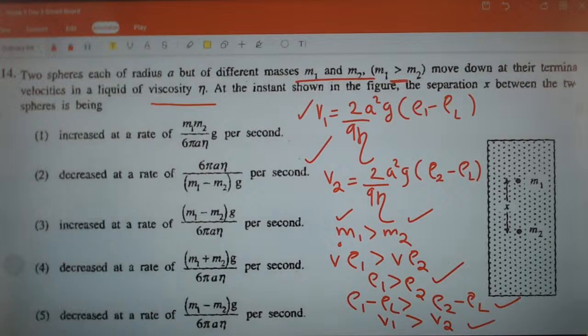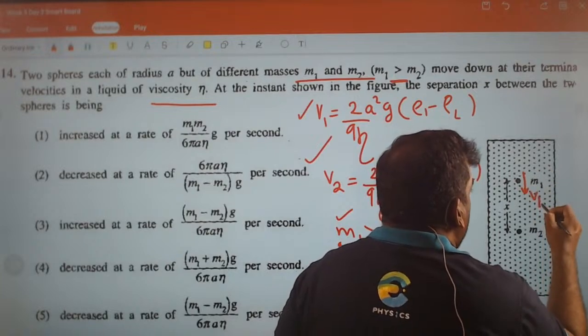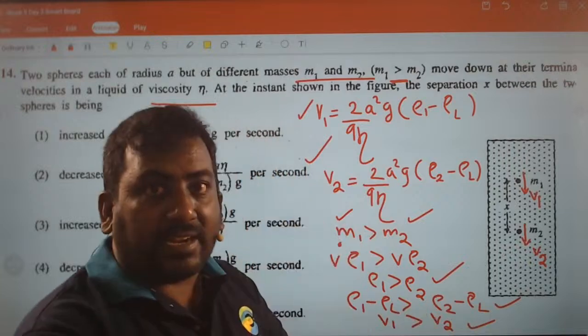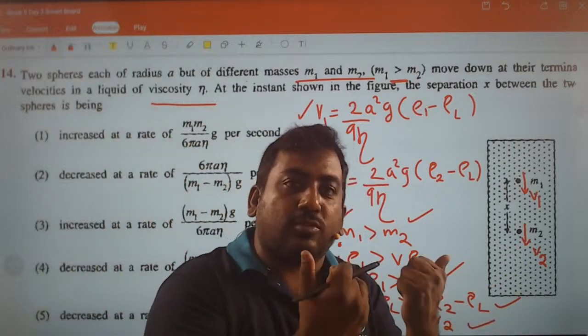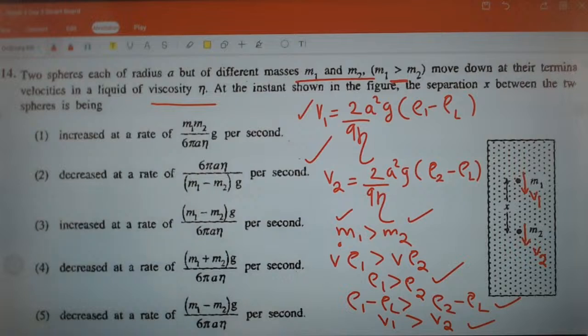What are they showing? Separation. Now this velocity is v1 and this velocity is v2, and v1 is greater. What will happen to the separation? Will it increase or reduce? Common sense, it will reduce. So how are you going to find the separation? Look at this carefully.